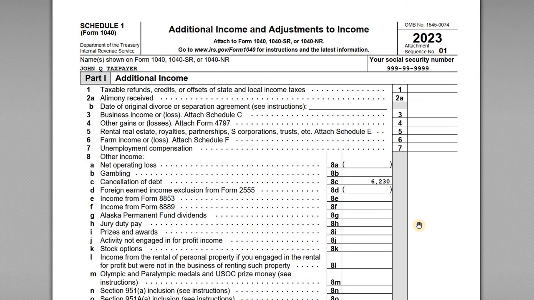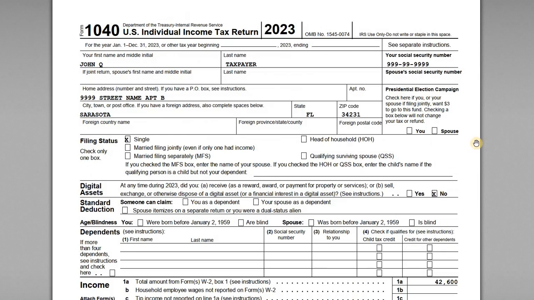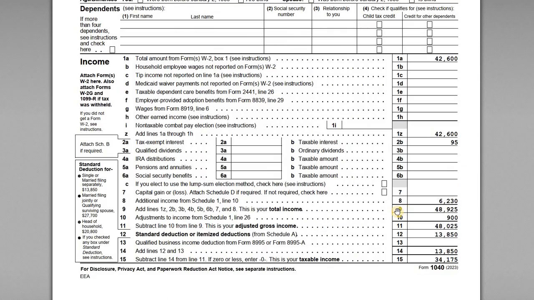So the $6,230 there, it's included in income. He adds up all his total income from Schedule 1, and then ultimately that amount flows through to page 1 of his 1040, line 8. So the $6,230 is included in his taxable income for the year. And this amount is subject to your federal income taxes at whatever your marginal rate is.